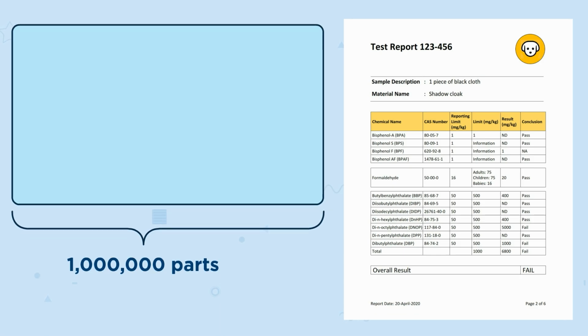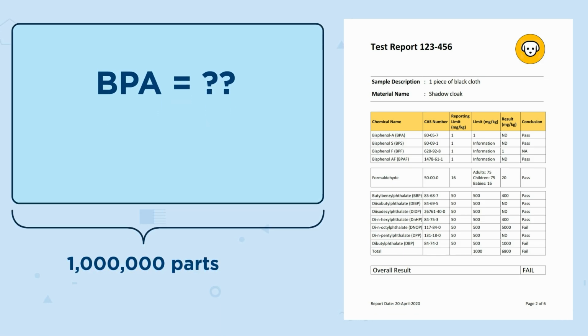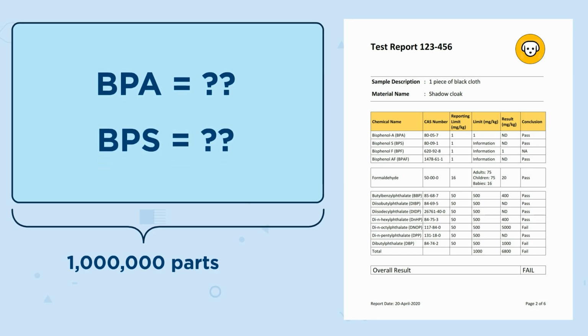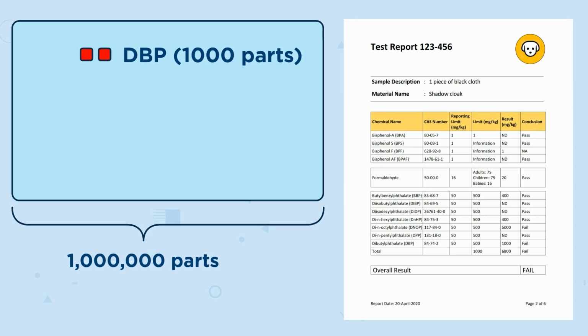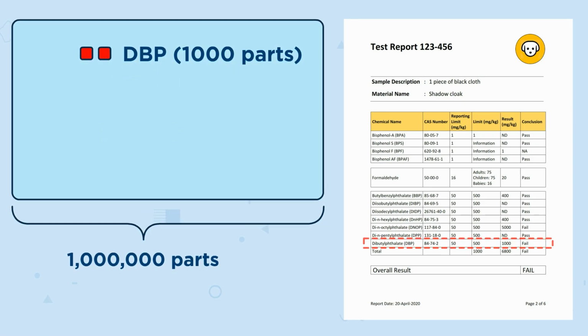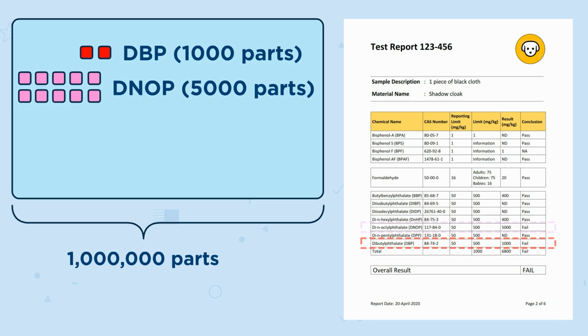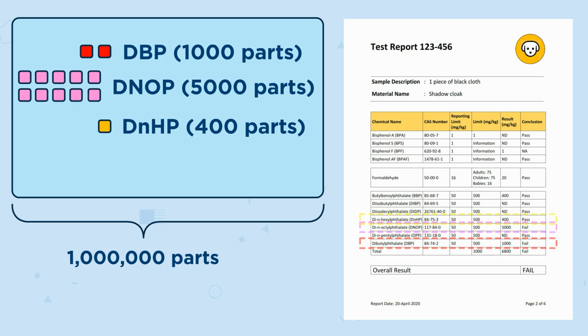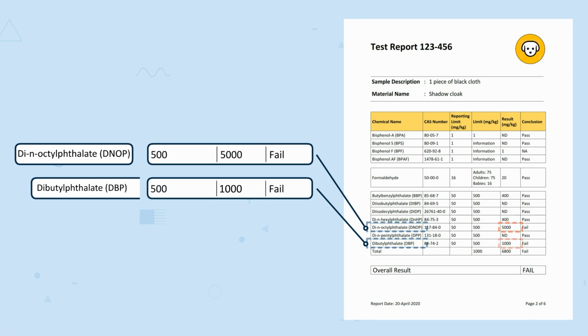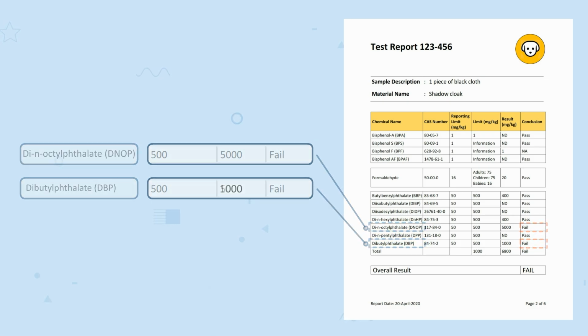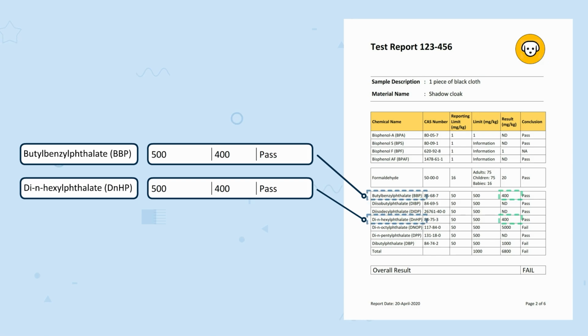So if we had to divide the material into 1,000,000 pieces, how many pieces would be bisphenol A, bisphenol S, etc.? So for example, this material has a concentration of 1000 ppm of DBP. So, 1000 parts would be DBP. And 5000 parts would be DNOP. 400 parts would be DNHP. And 400 parts would be BBP. Since 1000 ppm and 5000 ppm are greater than the allowed limit of 500 ppm, this material has failed for DNOP and DBP. For BBP and DNHP, the concentration is less than the allowed limit, so the result for these chemicals is a pass.